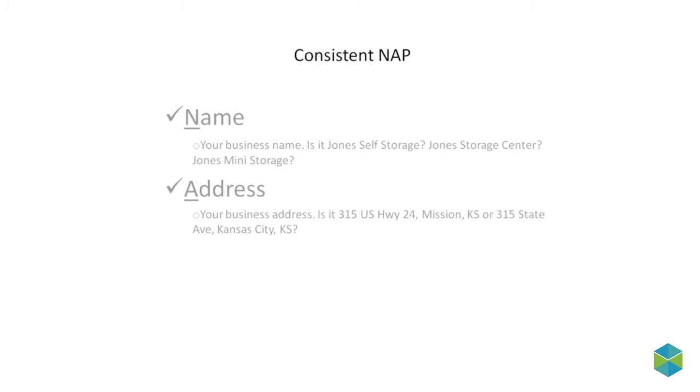Your address. For your business address, you want to make sure that you're using the same business address every place that your listing is on the web. Here in Kansas City, we've got Highway 24 that runs through the city, but it's also named State Avenue. So we could have an address that's listed as 315 US Highway 24, or it could be listed as 315 State Avenue. You just want to make sure that you're using the same name no matter what it is for your address.